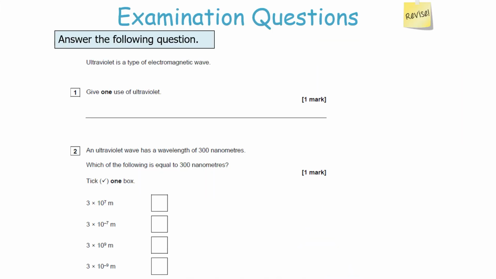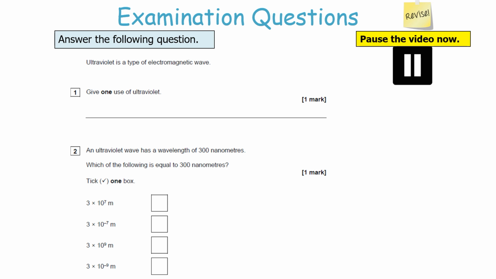The first question says, ultraviolet is a type of electromagnetic wave. Give one use of ultraviolet. And then, an ultraviolet wave has a wavelength of 300 nanometers. Which of the following is equal to 300 nanometers? So pause the video now, then unpause the video when you want to go through your answer.